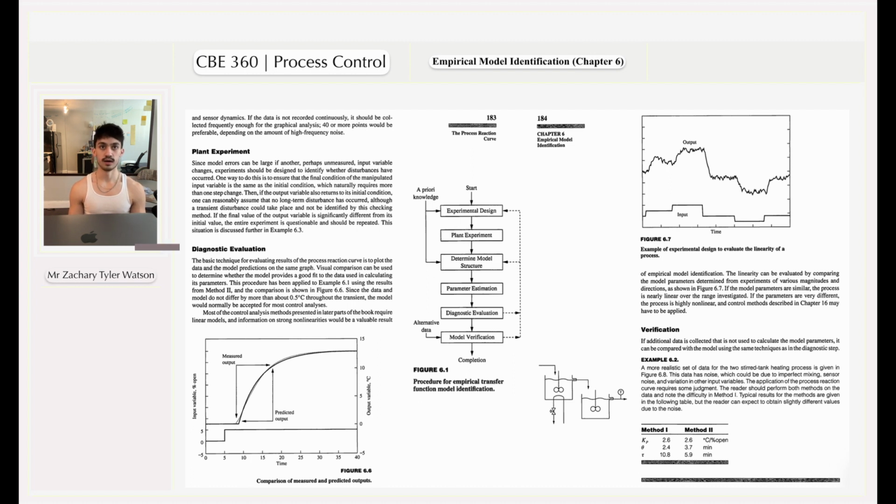Next, we're looking at diagnostic evaluation. The basic technique for evaluating results of the process reaction curve is to plot the data and the model predictions on the same graph. Visual comparison can be used to determine whether the model provides a good fit to the data used in calculating its parameters.